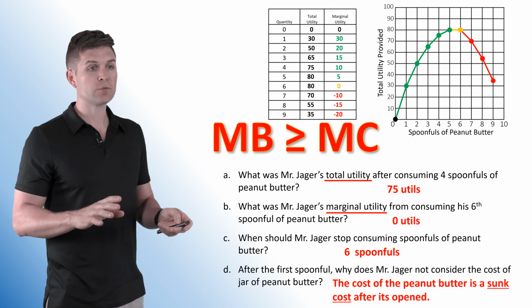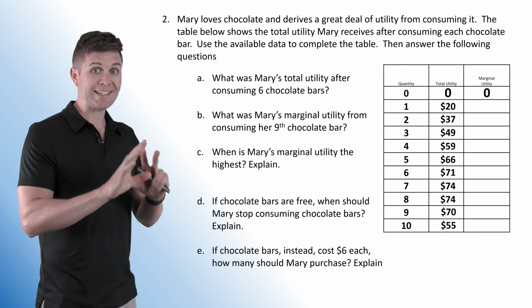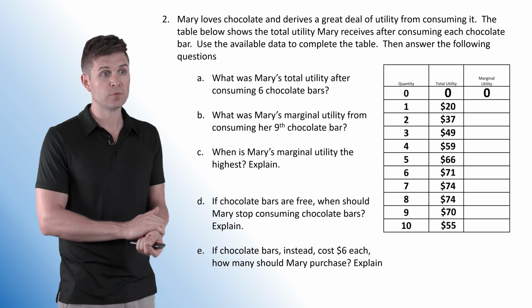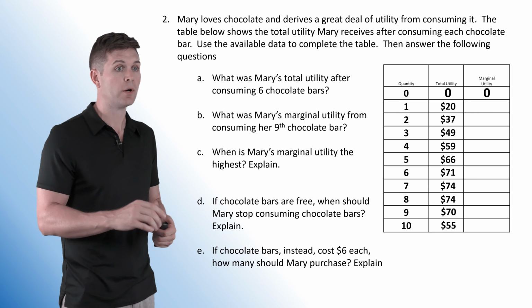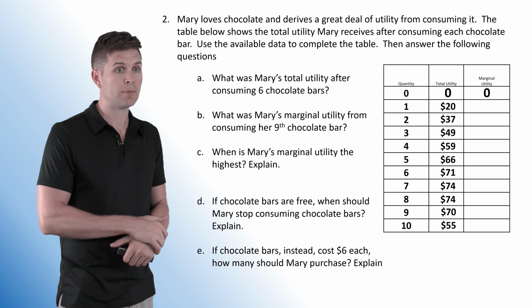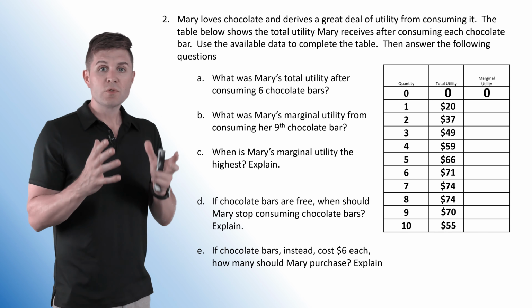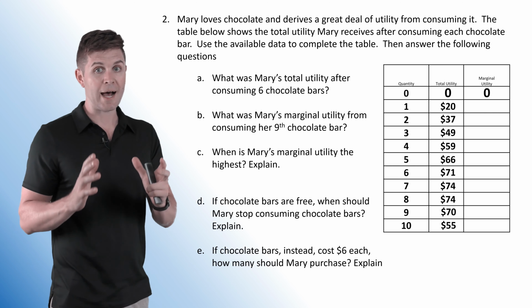All right, next one. Now in this one, all the data here is right in this question here. So Mary loves chocolate and derives a great deal of utility from consuming it. The table below shows the total utility Mary receives after consuming each chocolate bar. Use the available data to complete the table. Then answer the following questions. So the utility in this situation is looked at in terms of dollars.